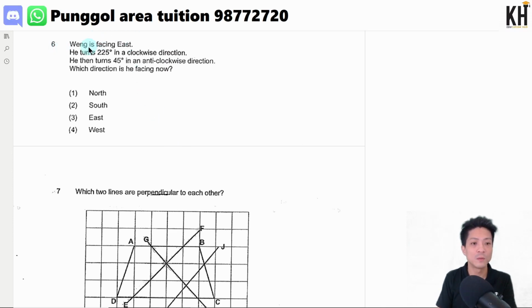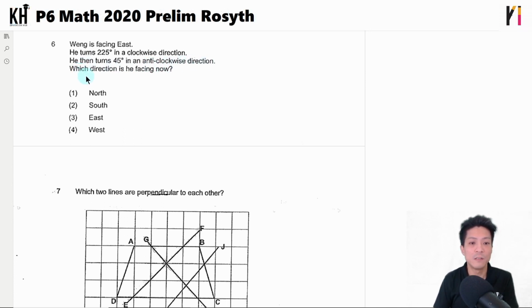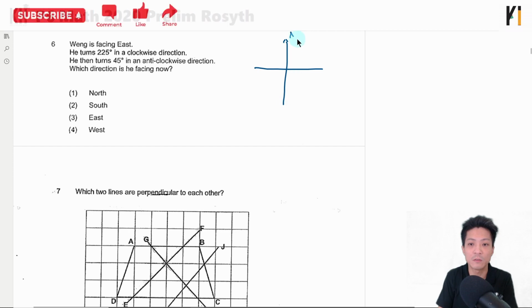Question 6. Wang is facing east, he turns a 225 degree in a clockwise direction. He then turns a 45 degree in the anti-clockwise direction. Which direction is he facing now? Okay, so for this question, I'm going to draw out the north, south, east, west. This will be the north, south, and this is the west, and this is the east.